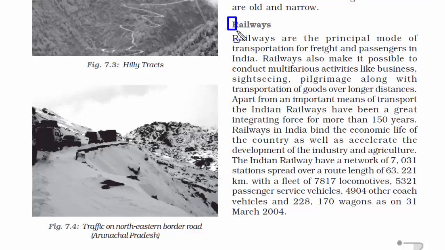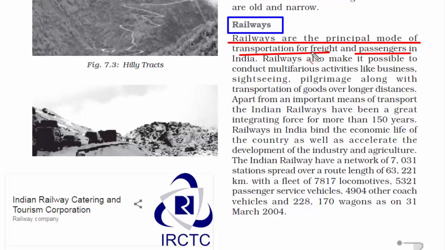And the next topic is railways. So railways are meant for two things. That is, one, carry freight, which is goods, and the other one is to carry passengers. Now with the addition of IRCTC, which stands for Indian Railway Catering and Tourism Corporation, it is a subsidiary of the Indian Railways that handles the catering, tourism and online ticketing operation of Indian Railways.